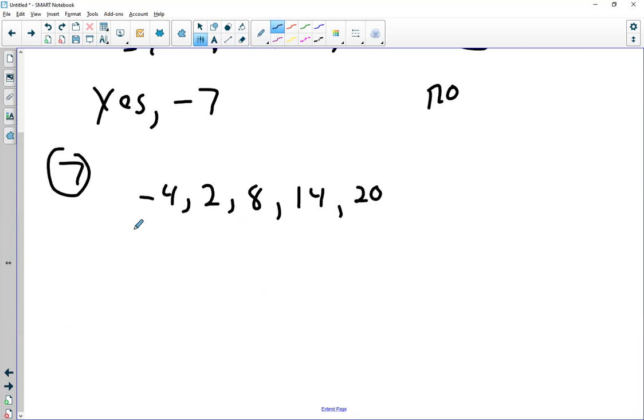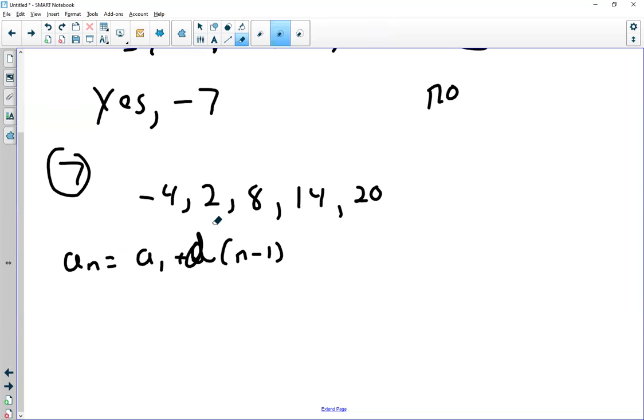So the generic rule is AN equals A1 plus D times (N minus 1). It's D when it's adding or subtracting because this is the difference between them, versus R for rate in multiplication.